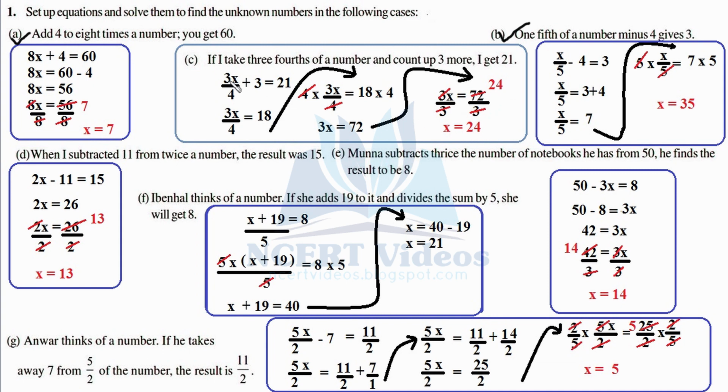Now check it. 3 into 24 over 4. 1 4 is a 4. 4 6 is 24. 6 3 is 18. 18 plus 3 is 21. So 21 equals 21. Hence it is correct.